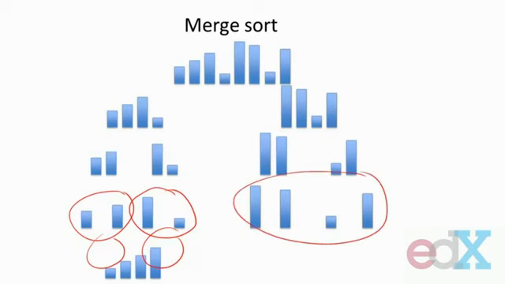I'm going to skip some steps, but basically that will reduce it to this stage. And in the final stage, I could then merge this one by first comparing these two elements, moving the smallest one to the front, and so on.